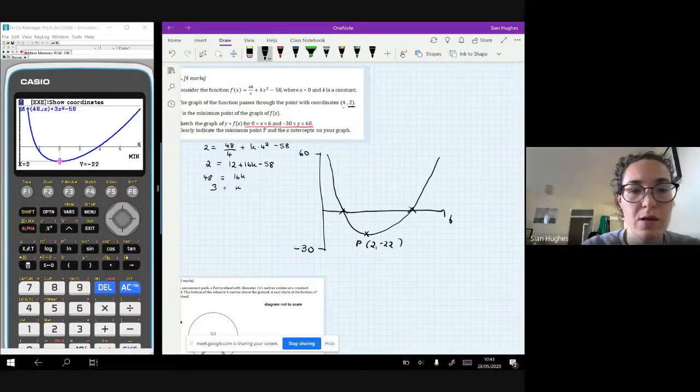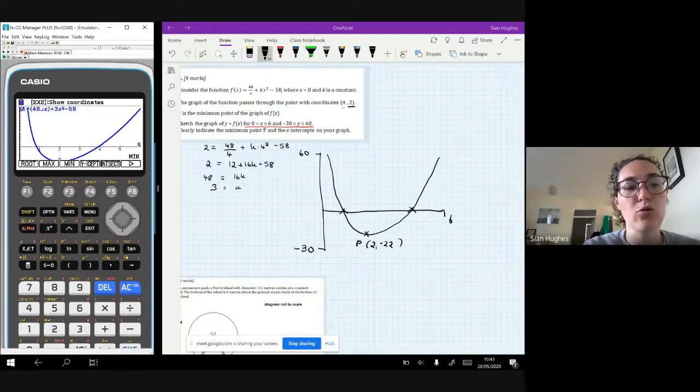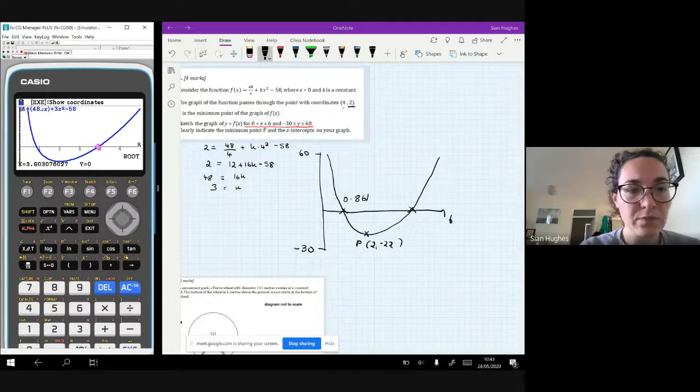Write those in. And then for the x-intercepts, you need to remember that they're not called x-intercepts. They're called roots, because they are the solutions to f of x equals 0. And the name of those is roots. So we pick root. Tells us the first one. And remember to write it to 3 significant figures, so 8.61. And then the second one, 3.90.